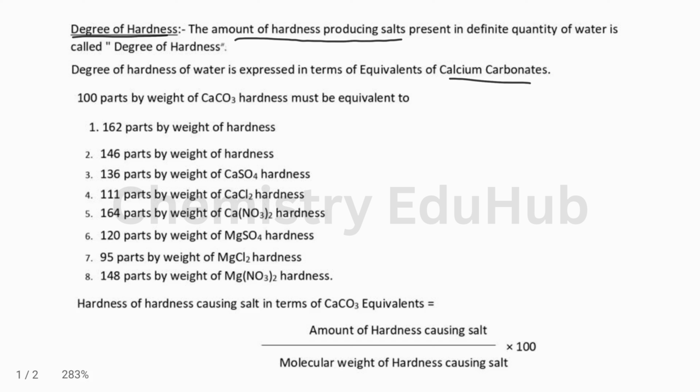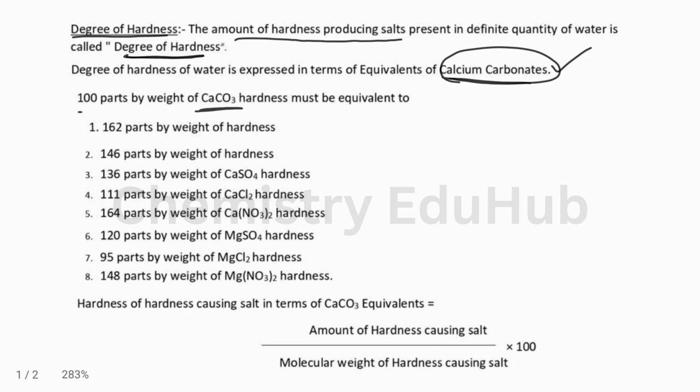So degree of hardness depends upon the amount of hardness producing salt that is present in a given amount of water. Generally, calcium carbonate is the most commonly occurring hardness causing salt in many hard waters. Since it is the most common salt, we calculate the degree of hardness in terms of calcium carbonate only.